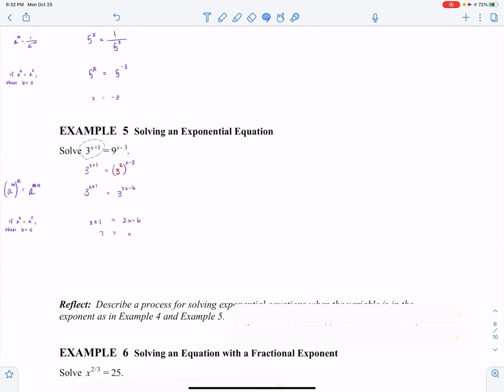All right, so next, let's take a look here. It says that we should describe a process for solving exponential equations. And I've already mentioned that we want to get bases alike. And then we also want to solve our mini equation using power equals power, or just using our exponents.